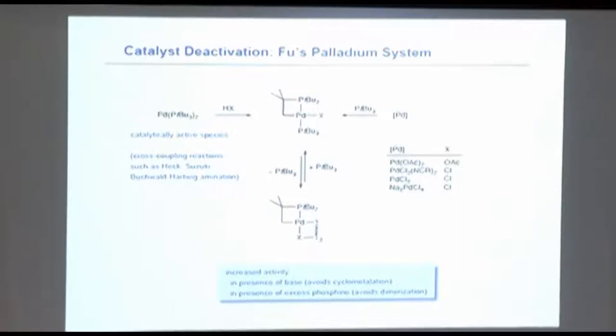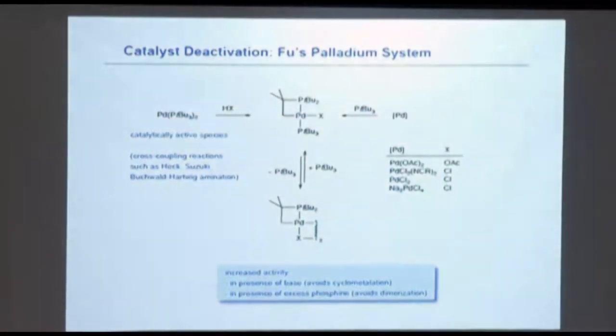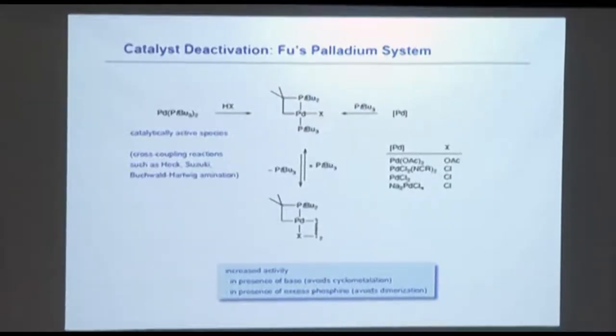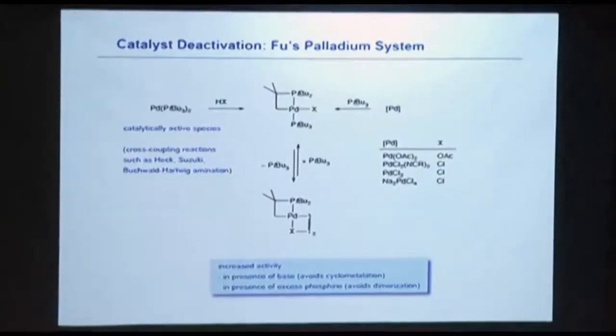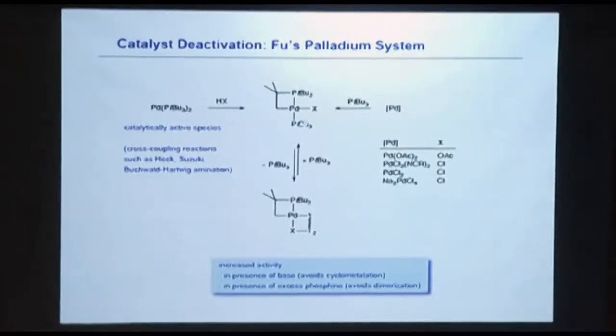For example, Greg Fu's palladium phosphine system, this tertiary butyl phosphine system, is super active in cross-coupling reactions. We have to be careful that we put the conditions right. One thing is that in many cross-coupling reactions, we form HX. We try to minimize the effect of HX by adding a base. But still, if we have an acid there, this can cause cyclometalation because the palladium can do oxidative addition as palladium zero in the presence of HX to give this cyclometalated product.